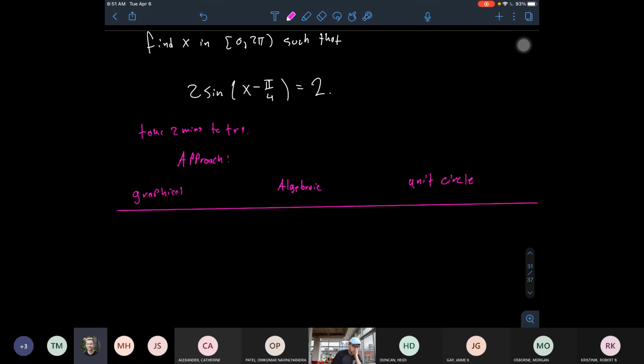So let's come back as a group, and we'll try to go through this together. First, let me ask in general, if you guys tried either a graphical or an algebraic or a unit circle approach. I'm just curious to see which one was the most popular among the students that tried this problem. So what do we think? Did anybody find success with one of these three methods?